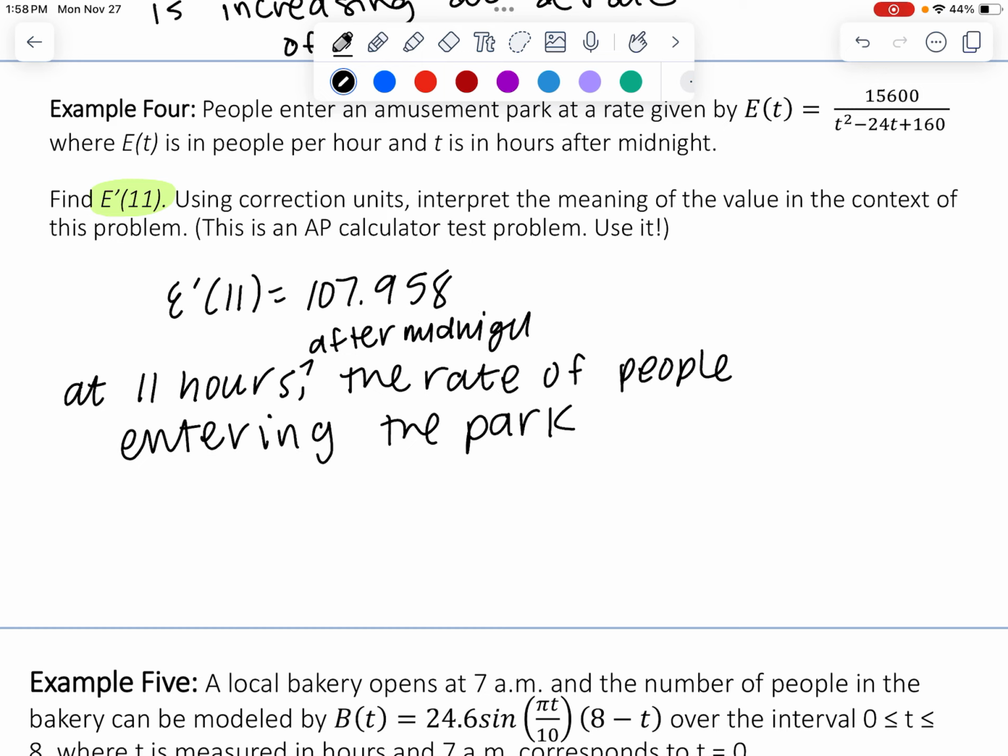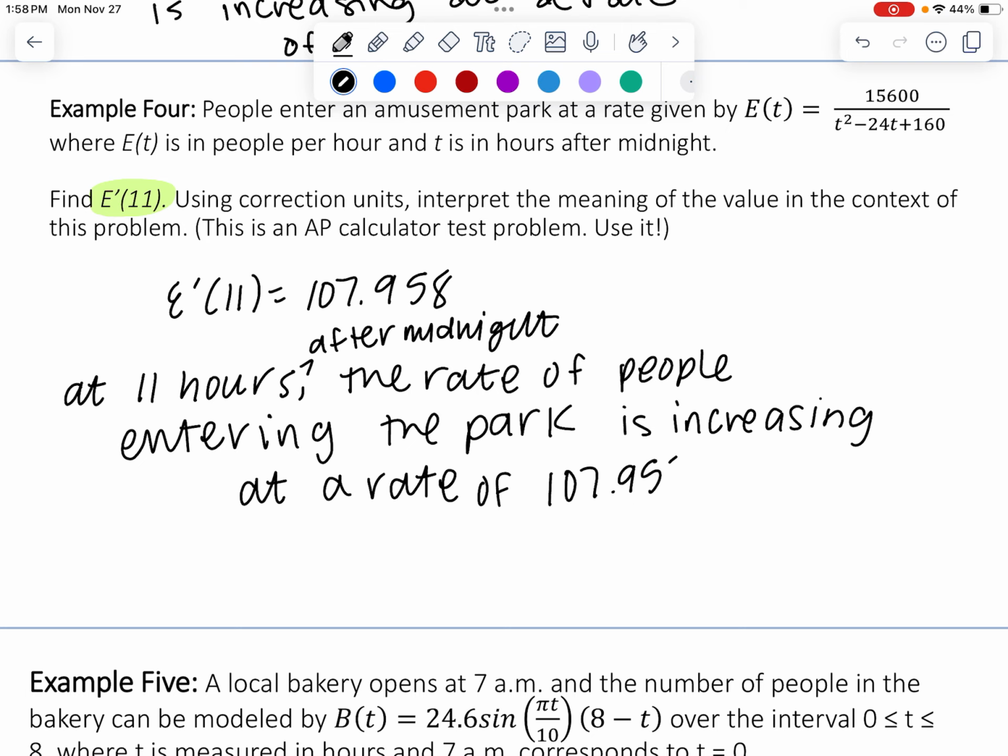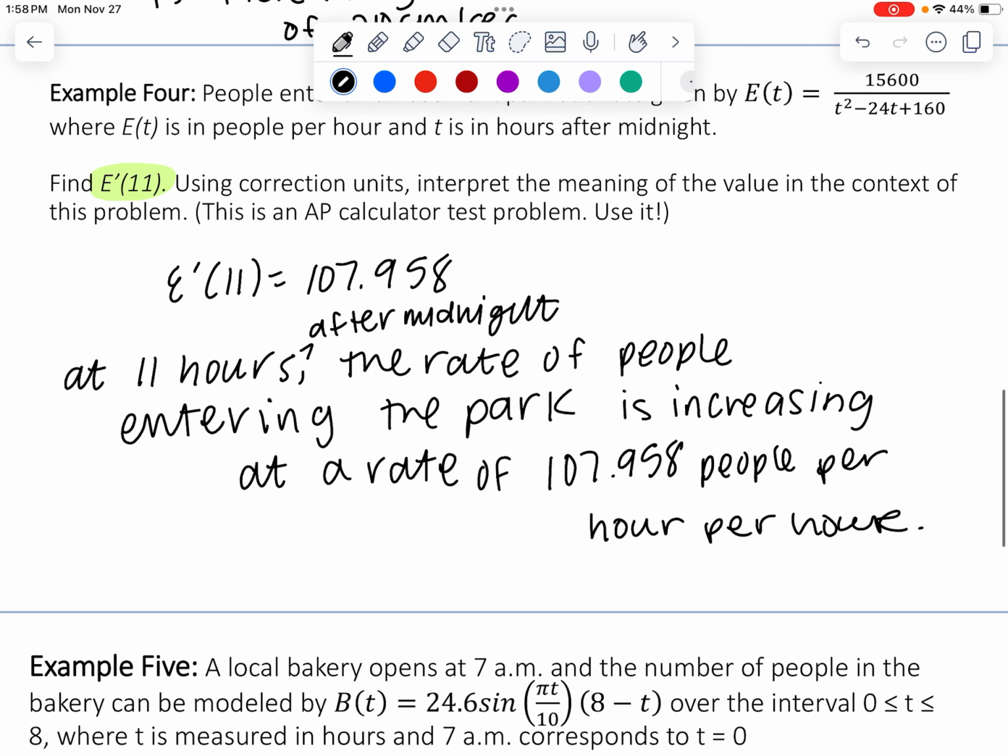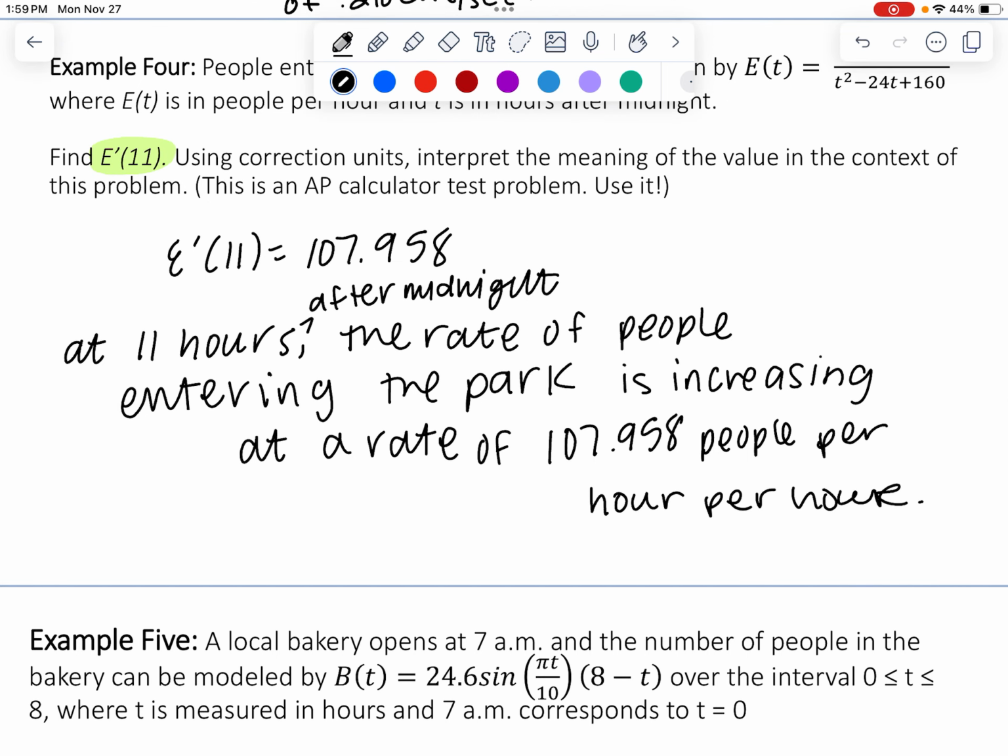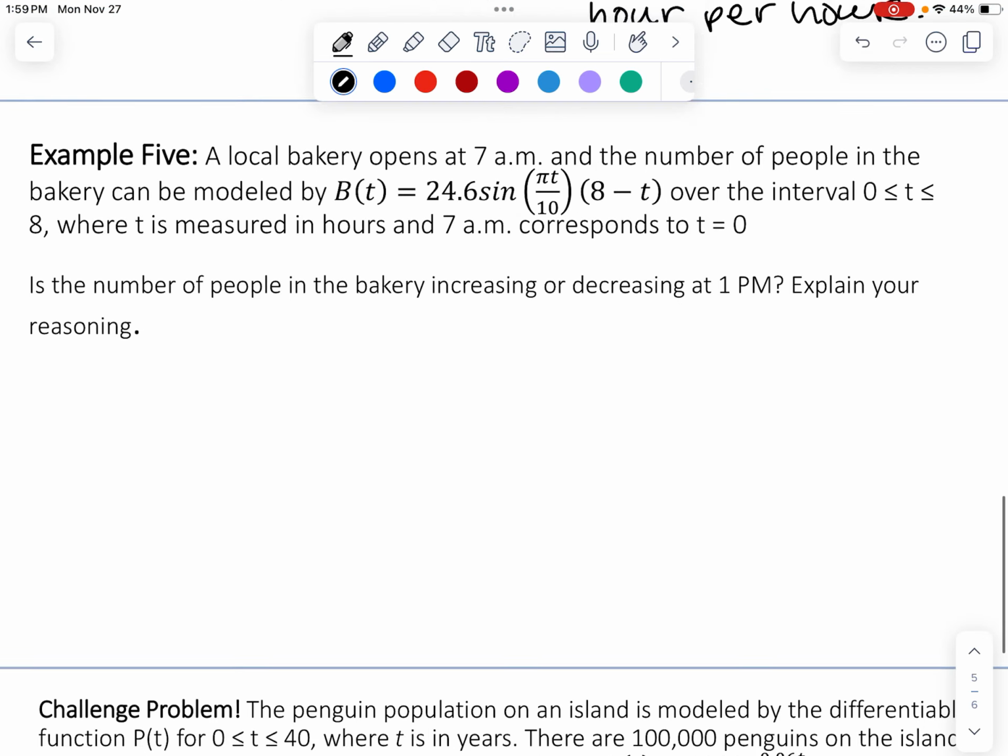because it's not just like after 11 hours, right? At 11 hours after midnight, the rate of people entering the park is increasing because it's positive, at a rate of 107.958 people per hour, because since the original function was a rate, then we have to do the rate of a rate, and every time you add a rate, that adds another per hour. So people per hour. And so that's our answer here. And so what this is testing again is not that you know how to plug in the calculator, but you know what this means. Okay, I think we have two more and then we'll be done.